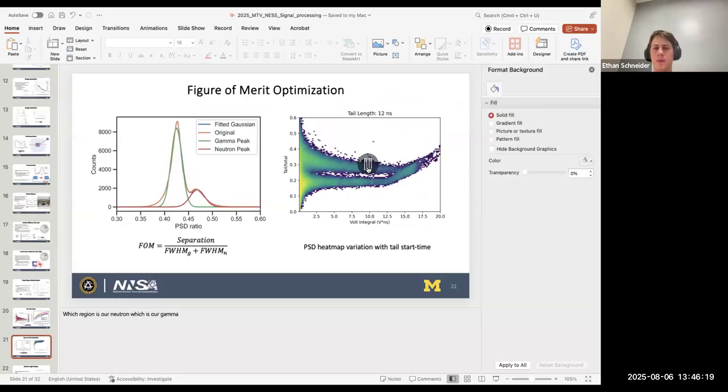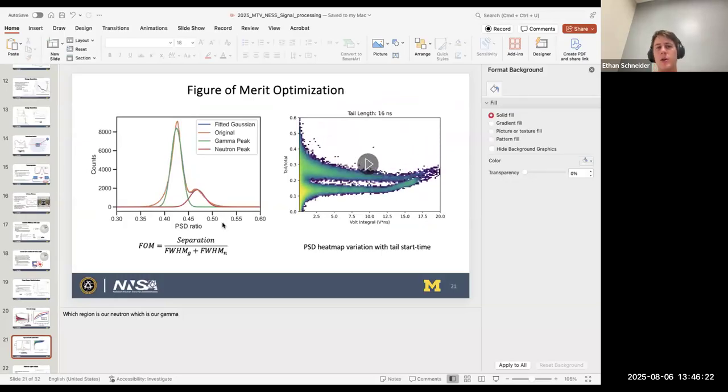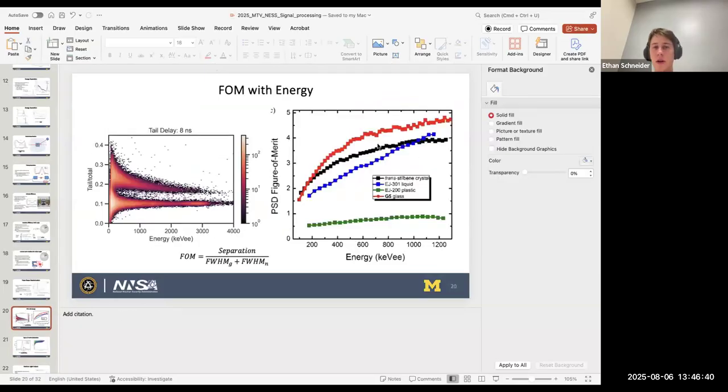Let me just pause it here. So this figure of merit is heavily dependent on, of course, your threshold as well as the time slice you use and the tail length. You can see it's very poorly resolved until around 20 nanoseconds here. Another thing I also want to mention is that you have these different figure of merit values at specific energies. And also you might want to think about how you're defining your figure of merit.